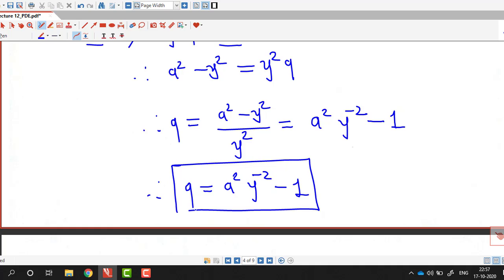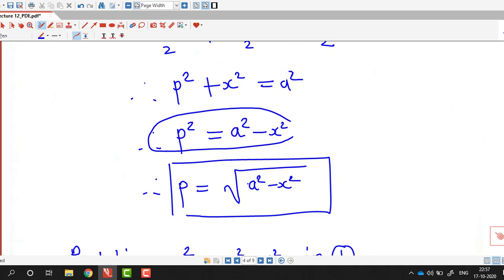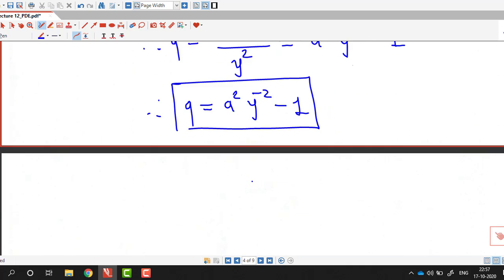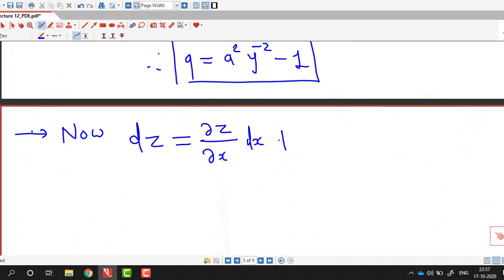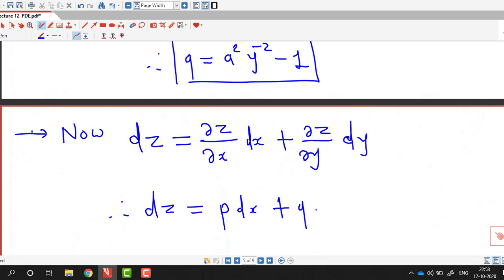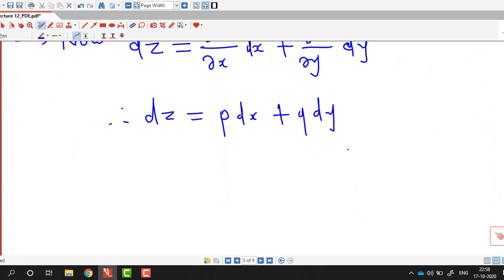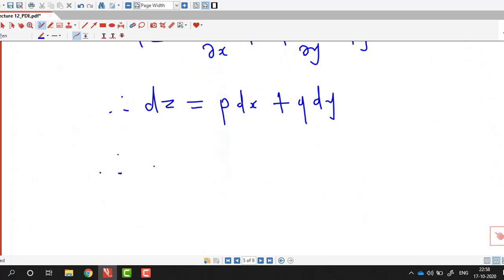So this is the value of small q, and small p is under root a square minus x square. So this step is to find out values of small p and small q. Now in the next step, because z is a function of x and y, we can write the total differential of z as dz equal to del z by del x dx plus del z by del y dy, and we know that del z by del x is small p and del z by del y is small q. So here we have to put values of small p and small q.